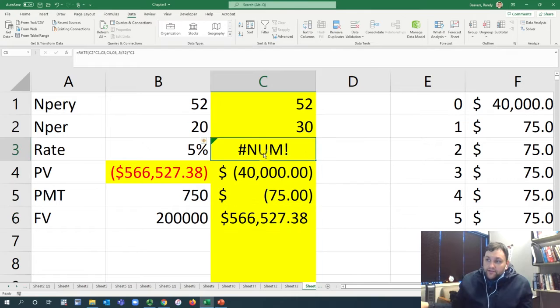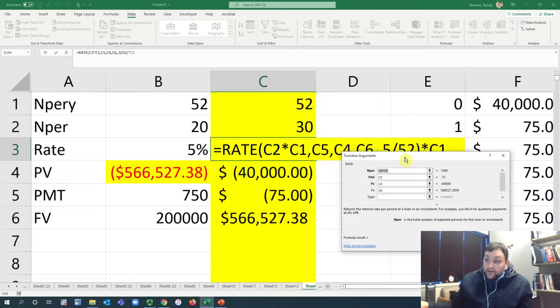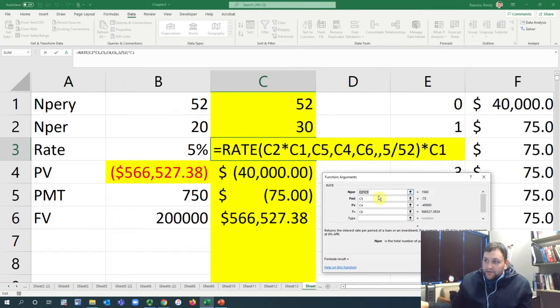Well, normally what you would do is you would once again use the rate function, and the number of periods is 1560 this time because it's C2 times C1. The payment is negative 75. We have 40,000 already in the account, and it's going to accrue to $566,527.38. And on the outside of the rate function, to make it annual, we multiply by C1, which is number of periods, N per Y.